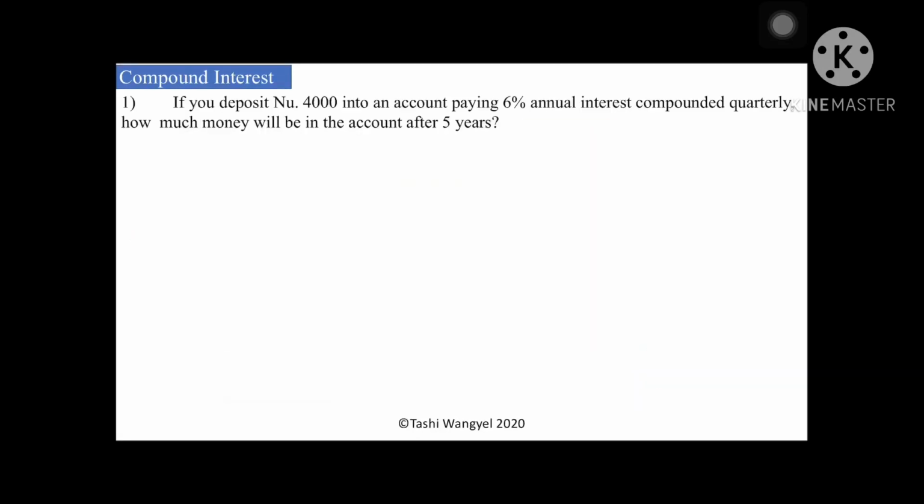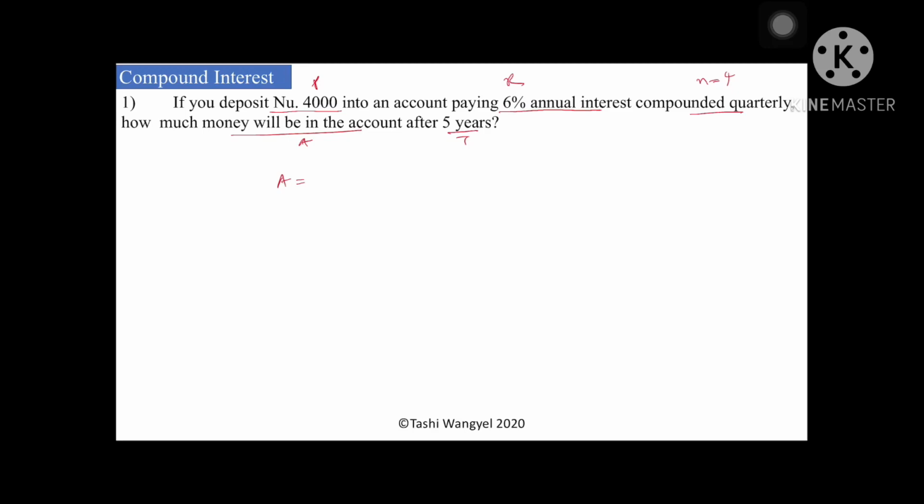The first question: If you deposit 4,000 into an account paying 6% annual interest compounded quarterly, how much money will be in the account after 5 years? Here 4,000 is the principal, deposited into an account paying 6% annual interest compounded quarterly. So we need the amount in 5 years.